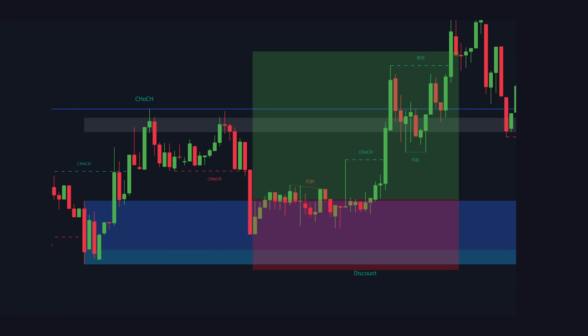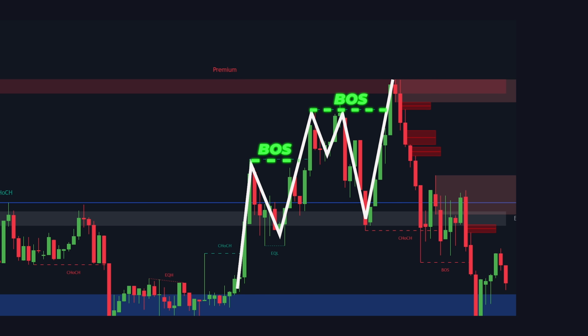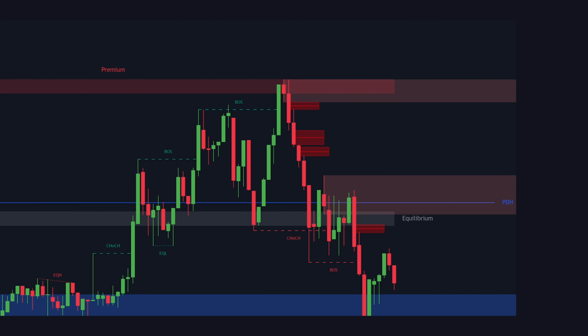Each CHOCH indicates a potential reversal point, a sign that price is shifting. As price pushes upward, we get a break of structure. The BOS confirms the change in direction. The trend has flipped bullish. This move breaks above the previous swing high, establishing a new bullish market structure.